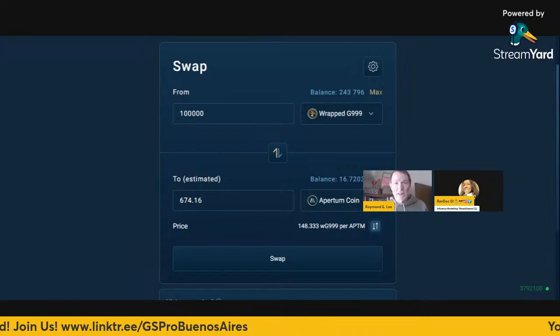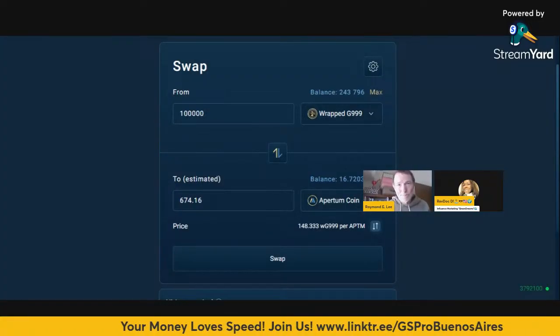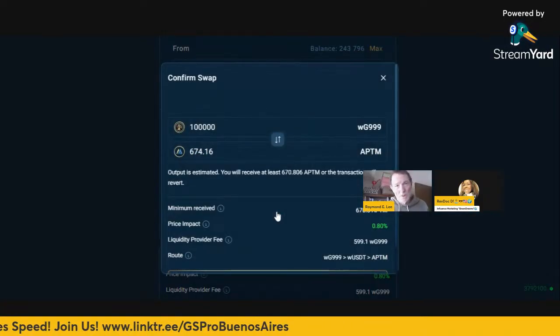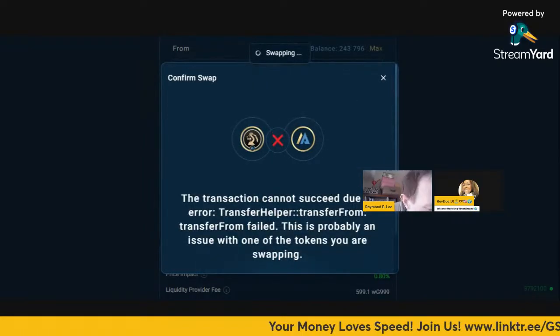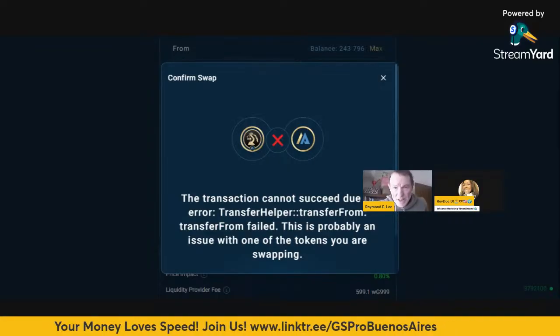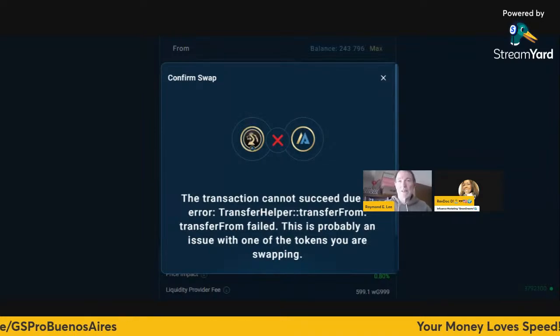Now, if I swap these 100,000 coins, I'm going to get 674 USDT value of Apertum coin, which is cool, because let's just see what happens when we try to do this. So we're going to confirm the swap. I'm going to probably authenticate it. And here we go. The transaction cannot succeed due to transfer helper, transfer from failed. Probably an issue with one of the tokens you are swapping.